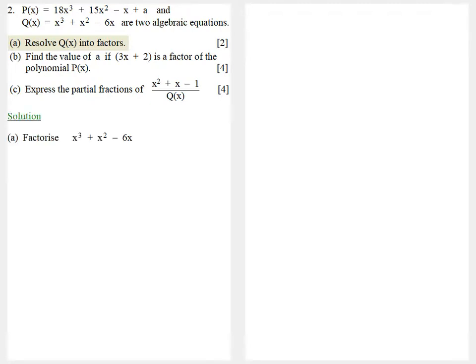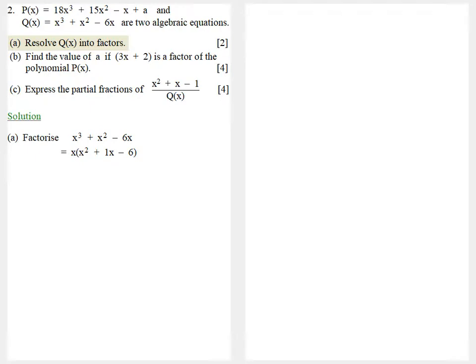To do this, we're going to factorise x cubed plus x squared minus 6x, and the first thing we notice is x is common to all the terms, so we can take that out as a factor. So it's equal to x into x squared plus 1x minus 6.